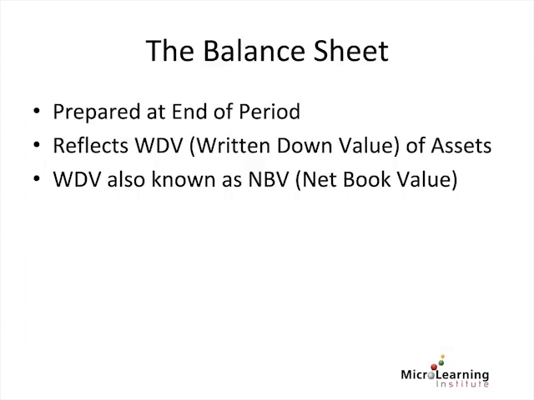The balance sheet is prepared at the end of each accounting period. The balance sheet provides a snapshot of the values of assets, liabilities, and equity. For simplicity here, we'll only focus on the asset. The balance sheet will show the written down value of the asset. This is the cost of the asset less the expense for the asset that has been shown in the profit and loss. This expense is called depreciation. The written down value is also referred to as net book value.